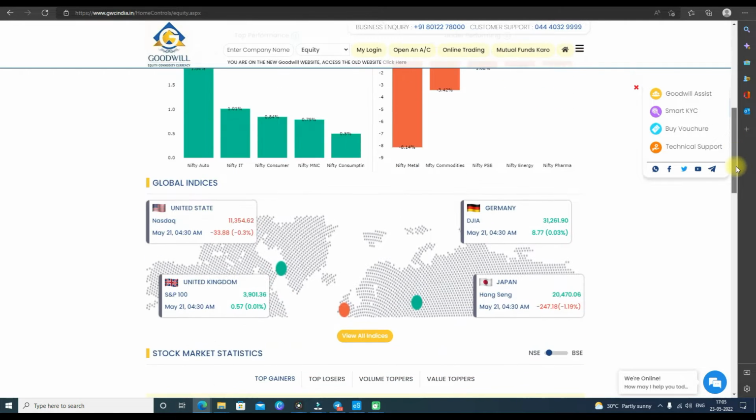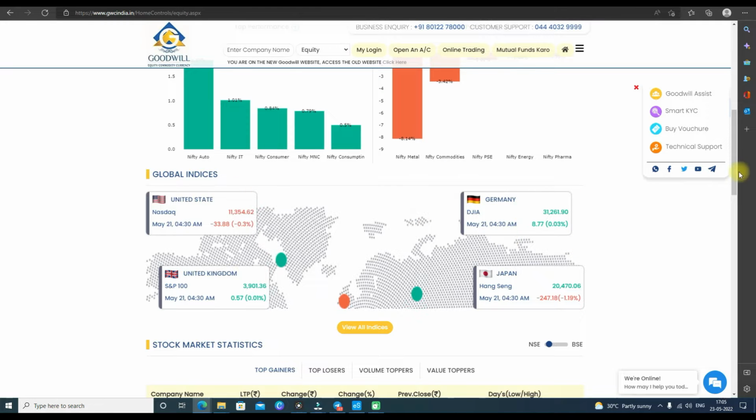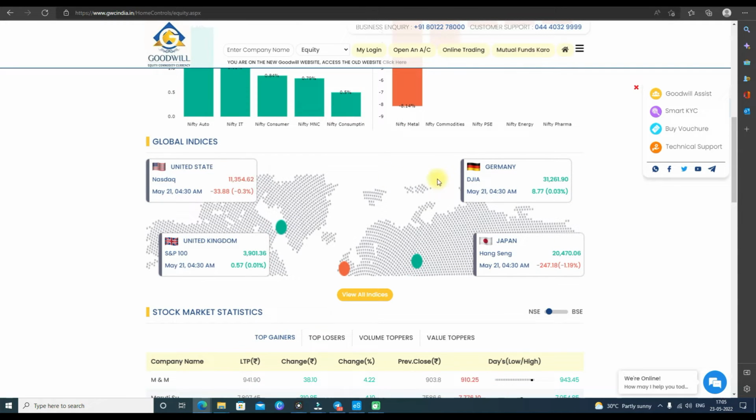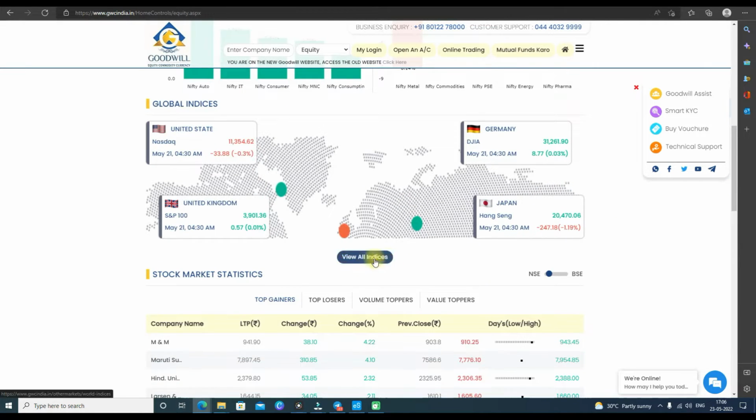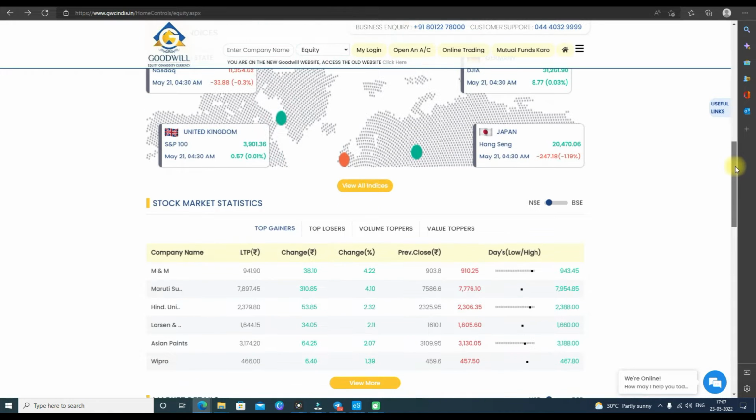After that, if we want to analyze the global market, we have the global indices like USA, Germany, UK, and Japan. And if we want to analyze some more global indices, we can just click on this view all indices. After that, we will see the stock market statistics.